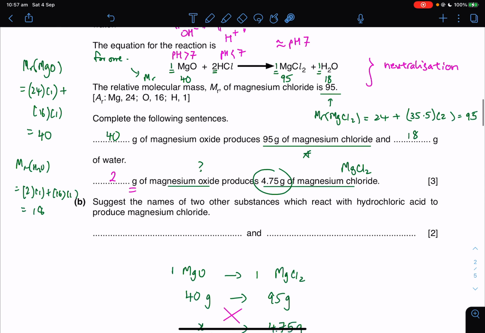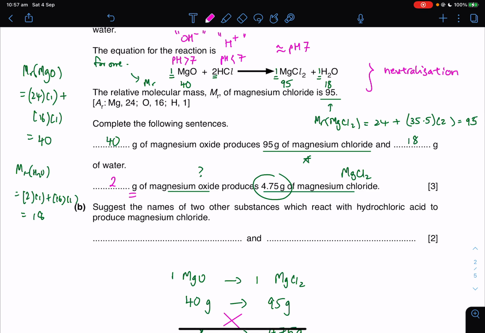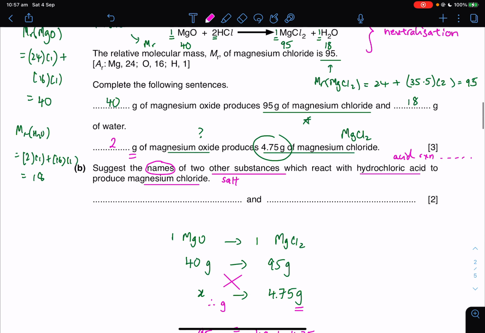All right. Now for the last bit, suggest the names. They want the names, not the formulas. 2 other substances. You want to react with acid. So this is an acid reaction. You've got to think about your acid topic to give you magnesium chloride, which is a salt. So as you know, what will react with acid? Acid reacts with metal to give you metal salt. So you want magnesium chloride, so I can imagine that I can use magnesium as my metal. So magnesium, the metal, plus hydrochloric acid will give me magnesium chloride, the metal salt, plus hydrogen gas.